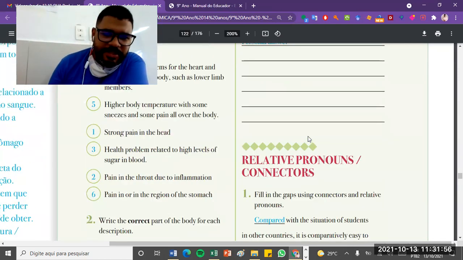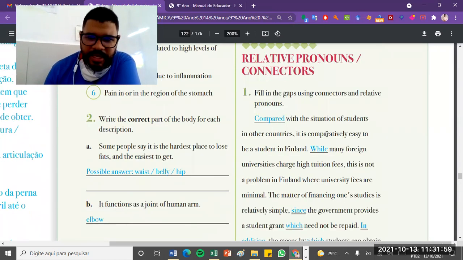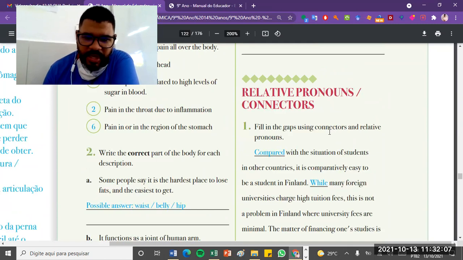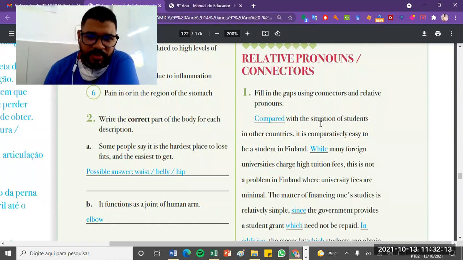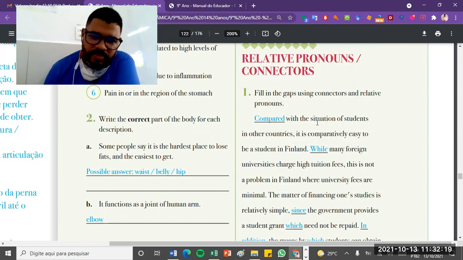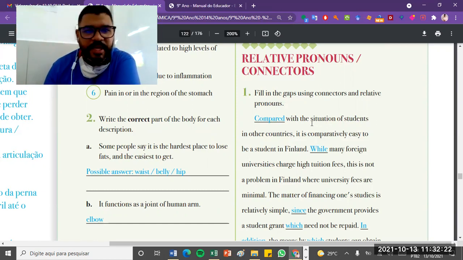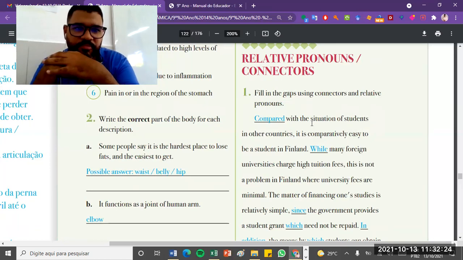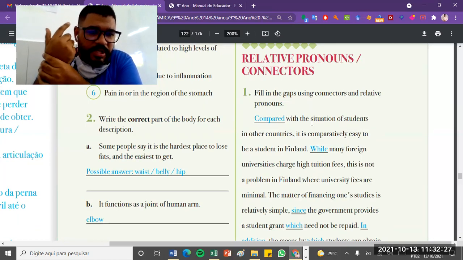All right. The next topic is some text. You should fill the gaps with the comparative, with some relative pronouns and connectors. So we have fill in the gaps using connectors and relative pronouns. So the first one we should compare it with the situation of students in other countries, okay, based on what we saw in the chapters, pages before, we could put compared or any similar word.